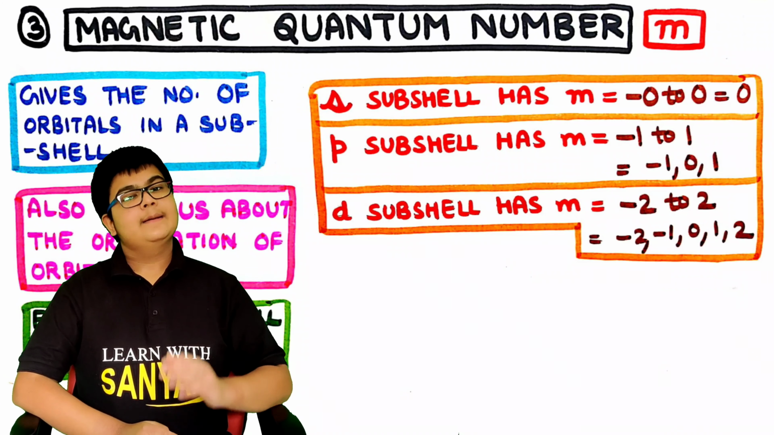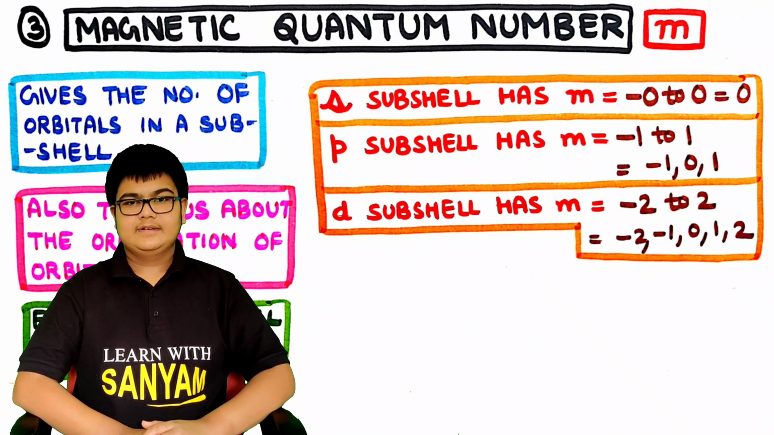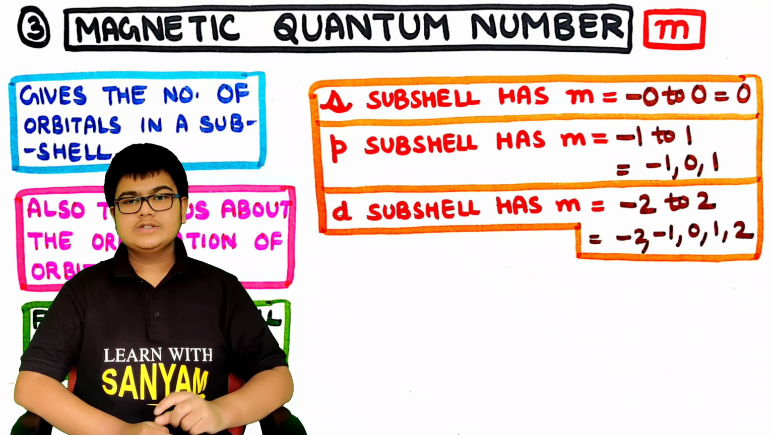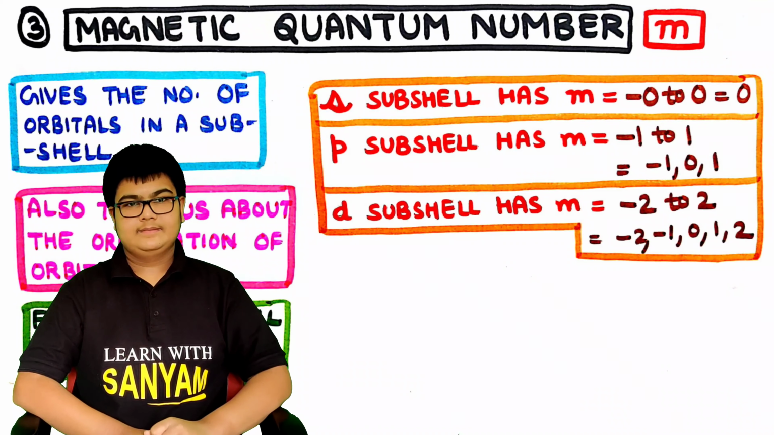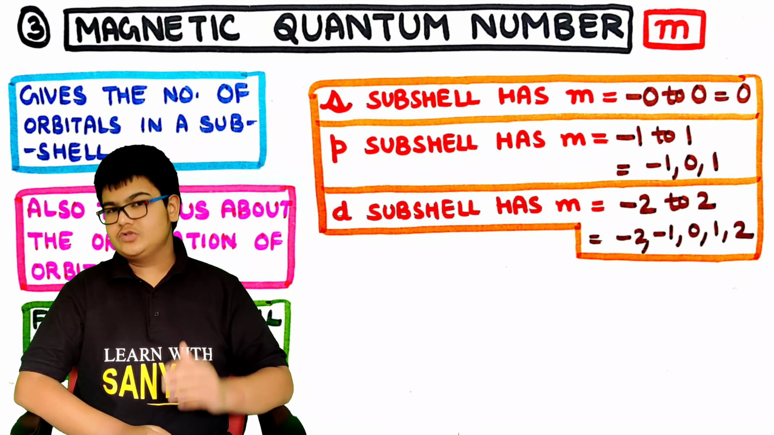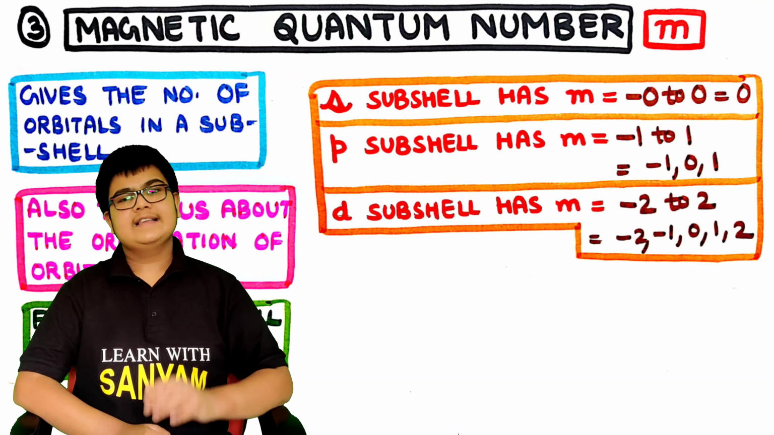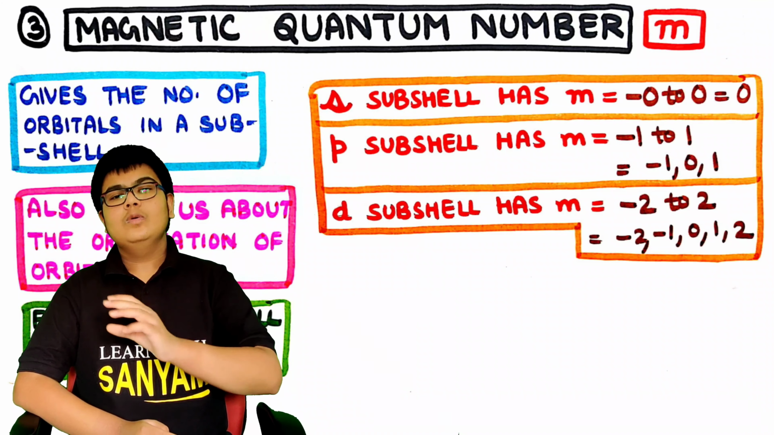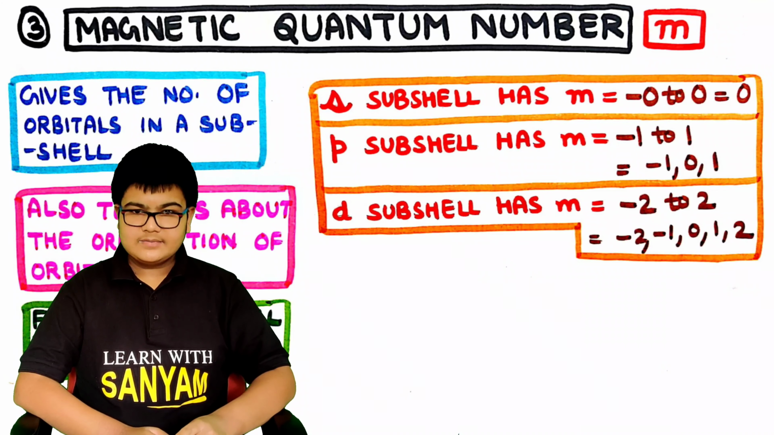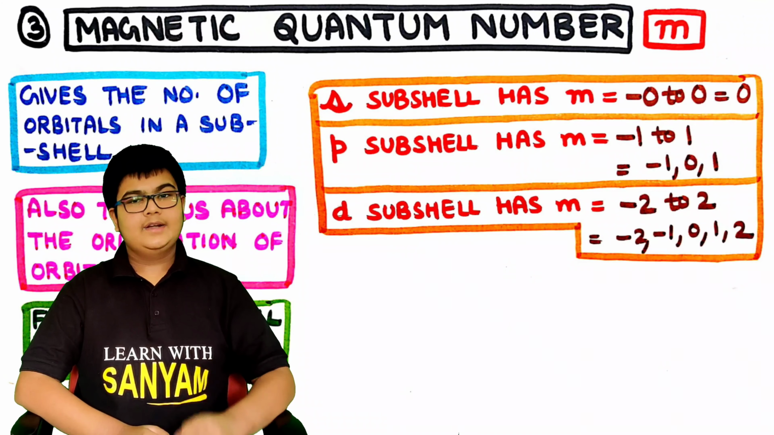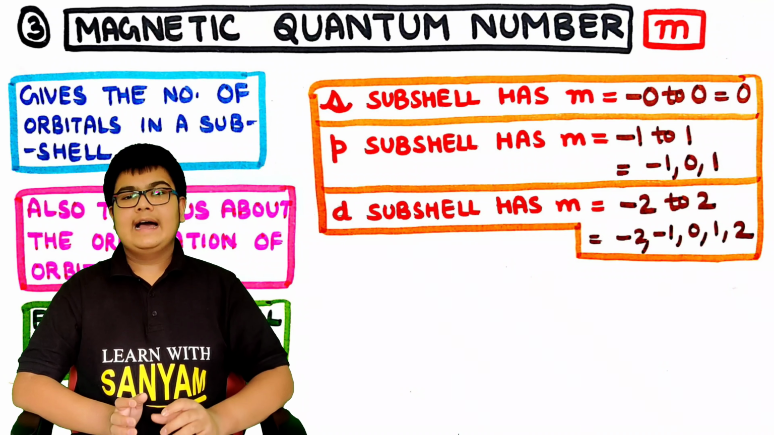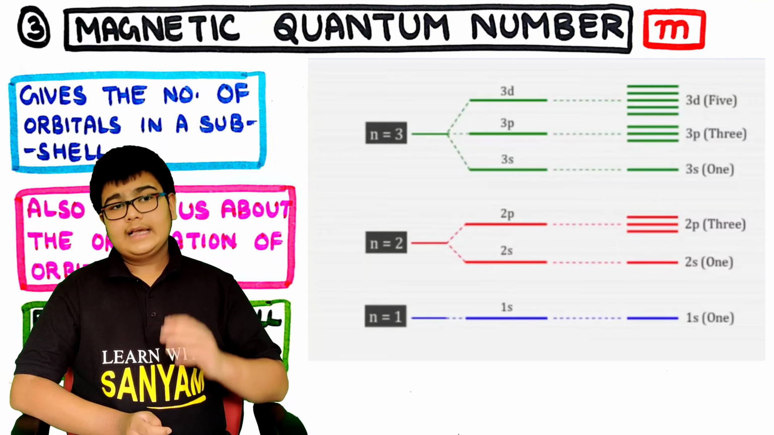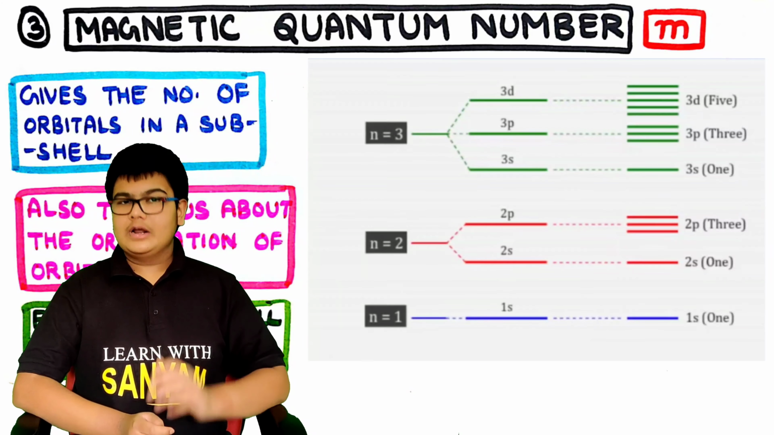And the second subshell, that is p subshell, has l equals 1. Therefore, m will become minus 1 to plus 1, that is, it will have three values: minus 1, 0 and 1. And d subshell has l equals 2. Therefore, m will have values from minus 2 to plus 2, that is minus 2, minus 1, 0, 1 and 2. So m can have all the values that are between those two numbers. And m determines the number of orbitals in a subshell.